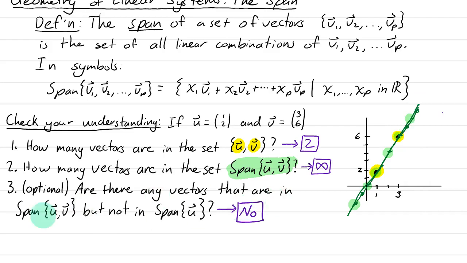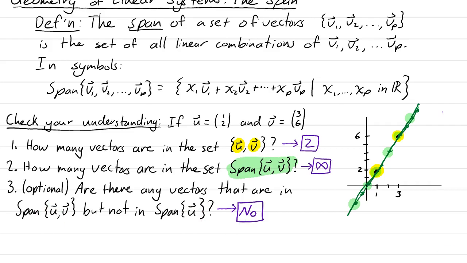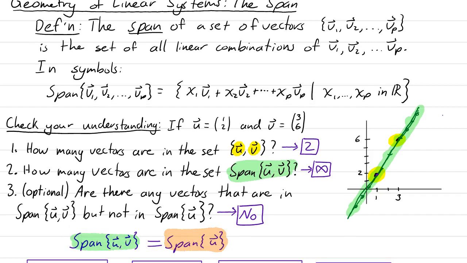Now, are there any vectors that are in the span of u and v, but not in the span of u? The answer to this question is no. The span of u and v is this green line I have highlighted here. If you just look at the span of u, that's actually going to include v. So they're both equal to the same line. You could say with an equal sign that these two sets are equal, like so.